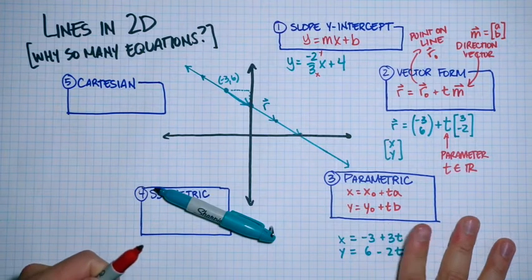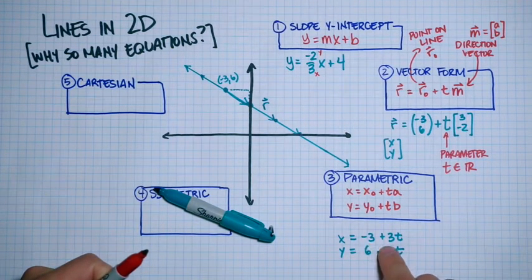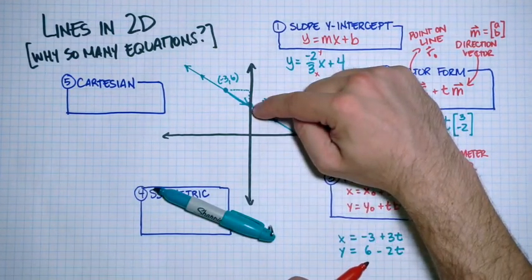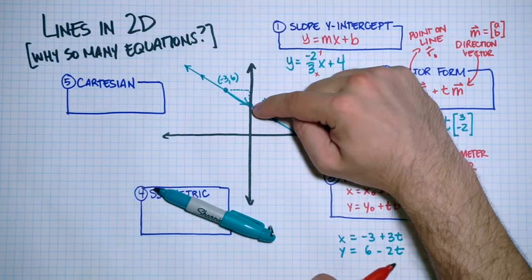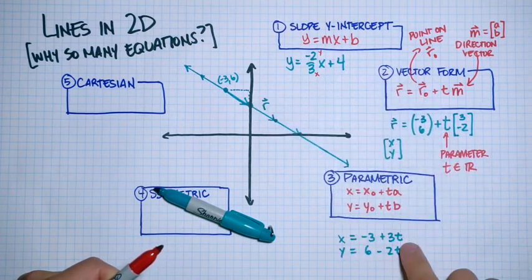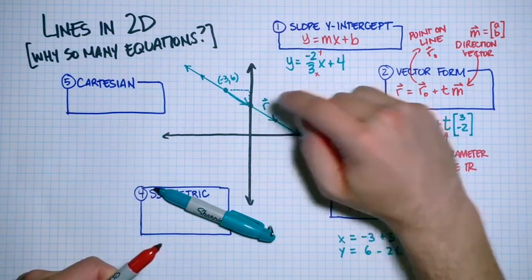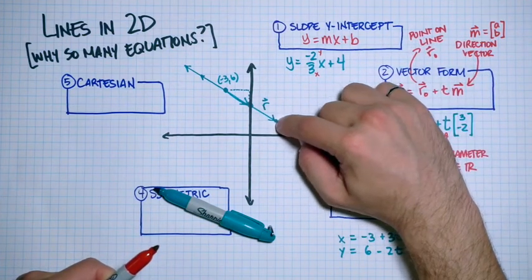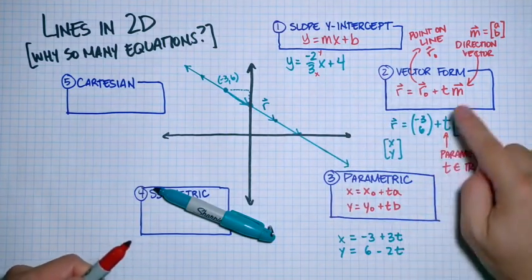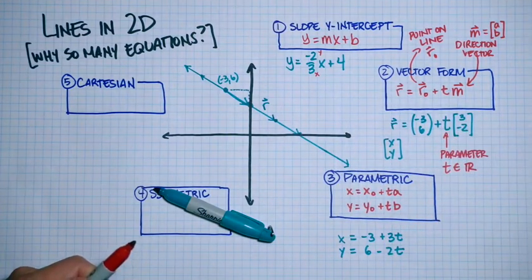If I made t 1, it's going to be -3 plus 3, which would be 0. So the x component would be 0. And then the y, if I did that, so 6 minus 2 times 1, so 6 minus 2 is 4, would bring me to that point there. So plugging in t as 1 brings me to that point there. Plugging in t as 2 would generate the x and the y coordinates of that point, etc. So it's just basically another way of looking at this vector equation.